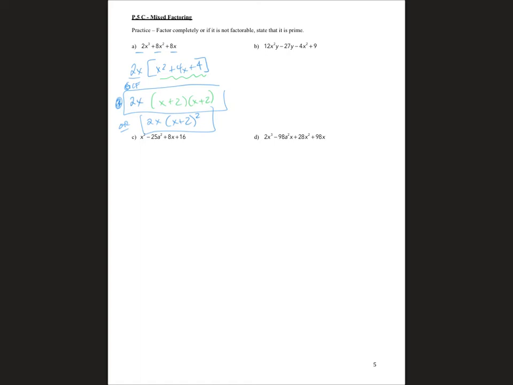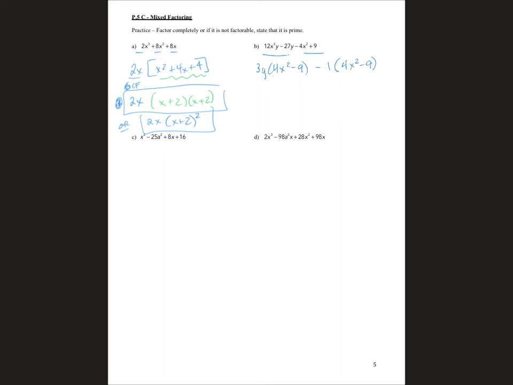Okay, the next one, we have to be a little clever here. I see 4 terms. I don't see a greatest common factor, so maybe factor by grouping. So I'm going to look at the first 2 terms and the last 2 terms. First 2 terms, greatest common factor, 3y, leaving me 4x squared minus 9. And then the last 2 terms, factor out a -1 so that I can get another 4x squared minus 9.